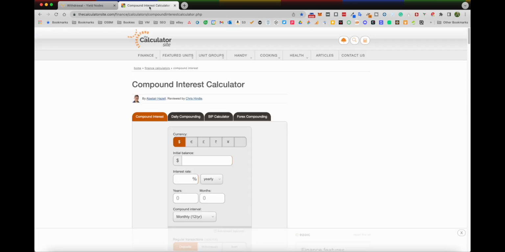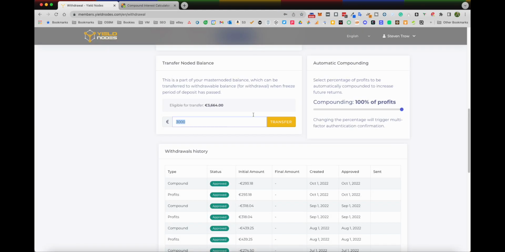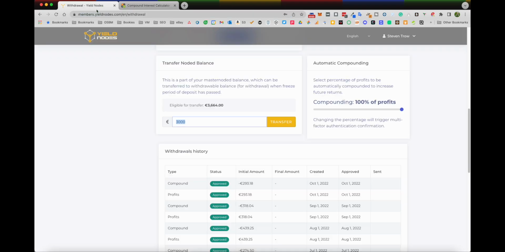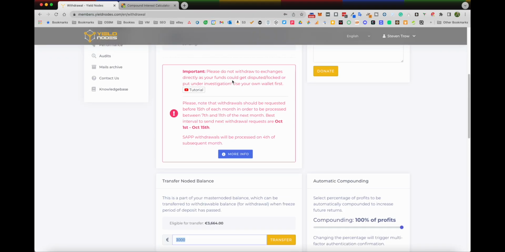If we look on the compound interest calculator, which I'll put a link to below, I use it quite a lot, it's a useful site. The reason that I decided to keep compounding the profits was simply that I thought it was a better way to accumulate a bit of extra wealth, hopefully. That's my intention with all this. So let's just do a few what ifs.